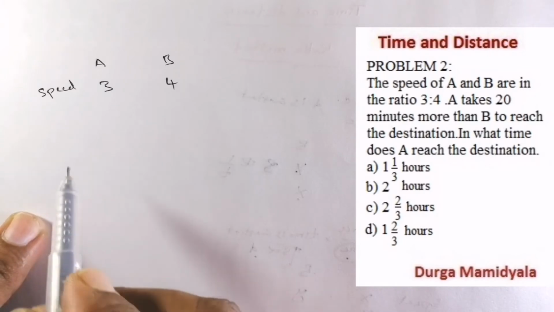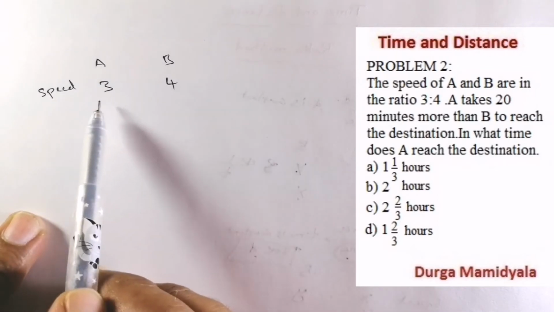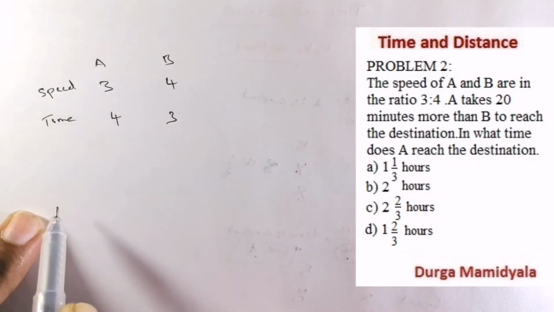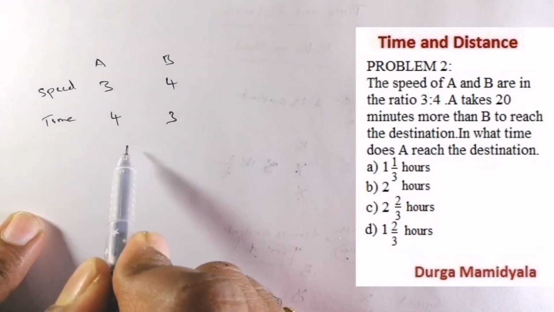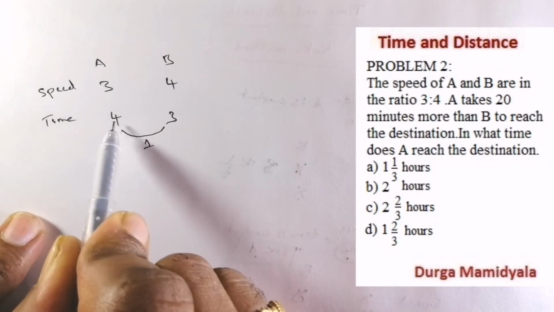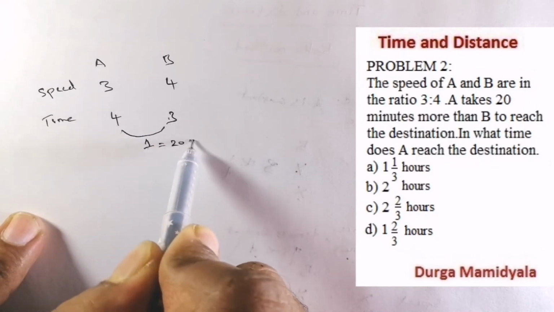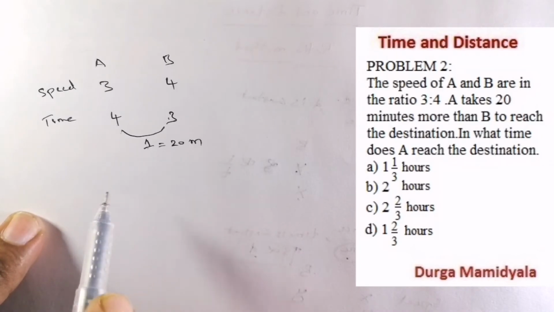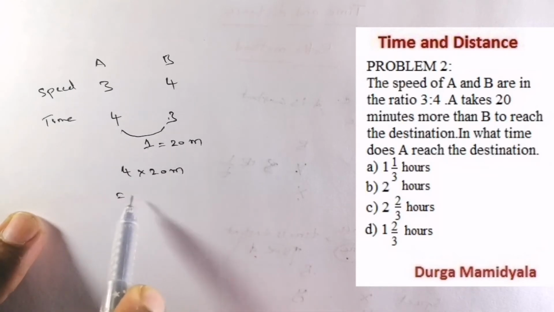So here also the distance is constant. That is, they are moving the same distance. So automatically, what is the ratio of the time? It will be 4:3, right? Now it is given that A takes 20 minutes more than B, but if we observe the ratio difference, it is 1 unit. What you have said is that A takes 20 minutes more than B, so 1 unit is equal to 20 minutes. If 1 unit is 20 minutes, then the time A takes to reach the destination is nothing but 4 into 20 minutes.